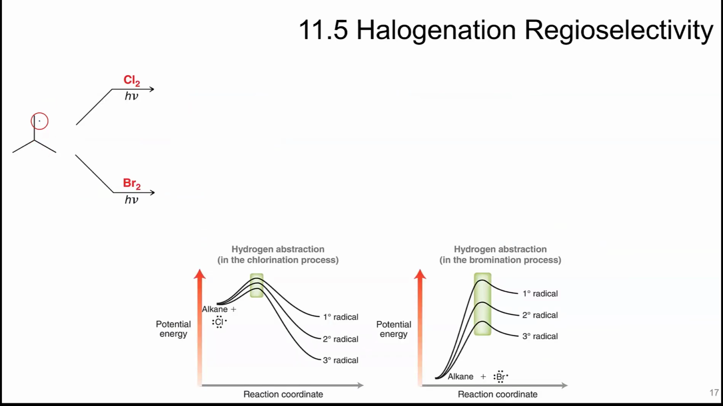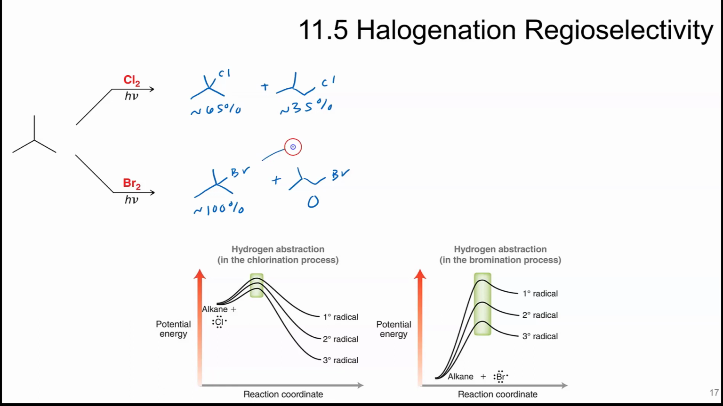If we add a carbon now, we can get this product, or this one. This is about 65%. This is 35%. This is 100% yield. This is 0. So bromination at the tertiary position happens 1,600 times more often than the primary.